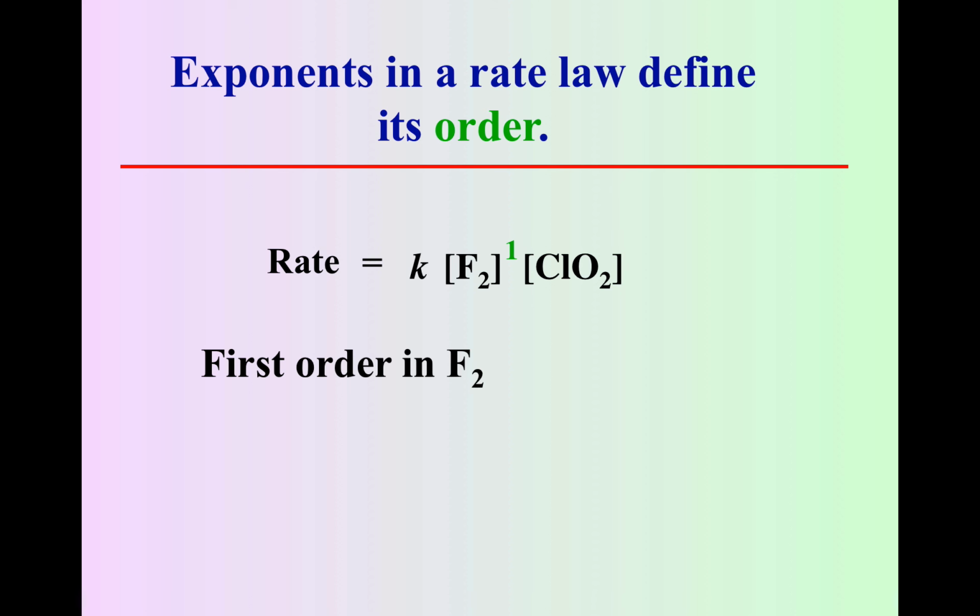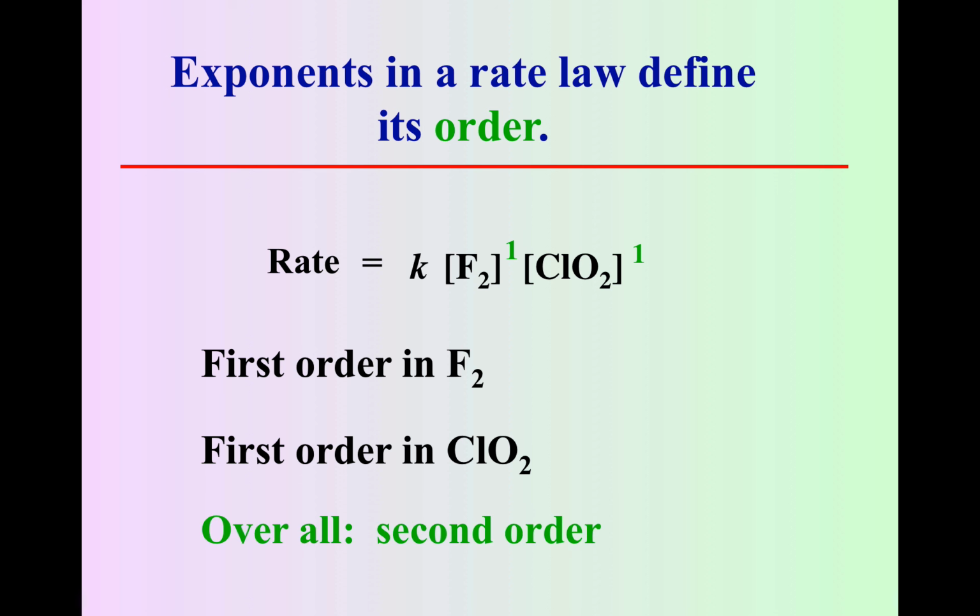I don't put the 1 in there when it's a first order relationship, but it means that without the 1 there, concentration of fluorine times the concentration of chlorine dioxide, first order with respect to the one reactant, first order with respect to the other. But if I double the concentration of both reactants at the same time, I'm not going to double the rate of reaction. I'm going to square it. I'll have a quadrupling effect. So this is called a second order rate law overall. So double the concentration of the reactants quadruples the rate of reaction.